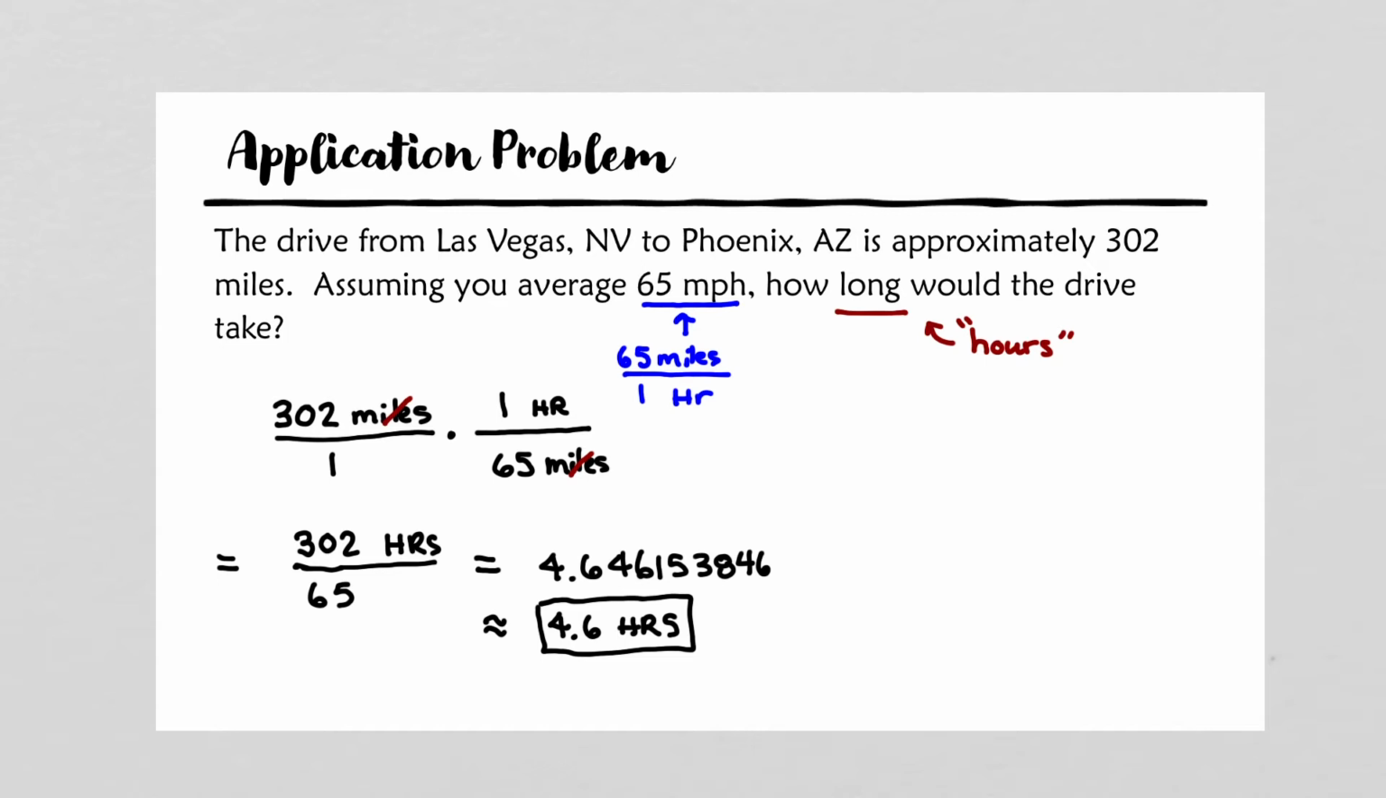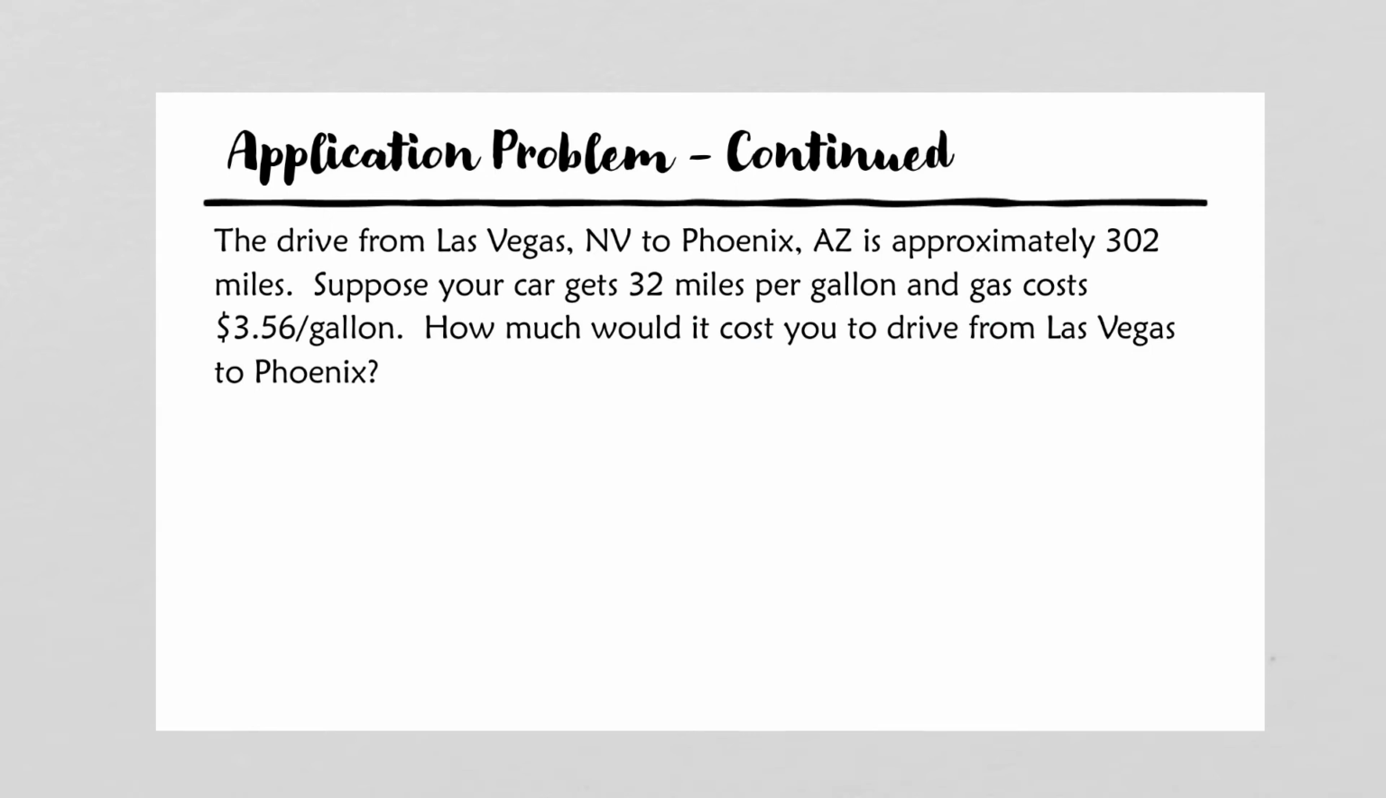Now suppose I have a second part to this problem. Let's look at another question that might apply to this drive. So the drive from Las Vegas to Phoenix again is approximately 302 miles. Suppose that your car gets 32 miles per gallon and that gas costs $3.56 per gallon. How much would it cost you to drive from Las Vegas to Phoenix?